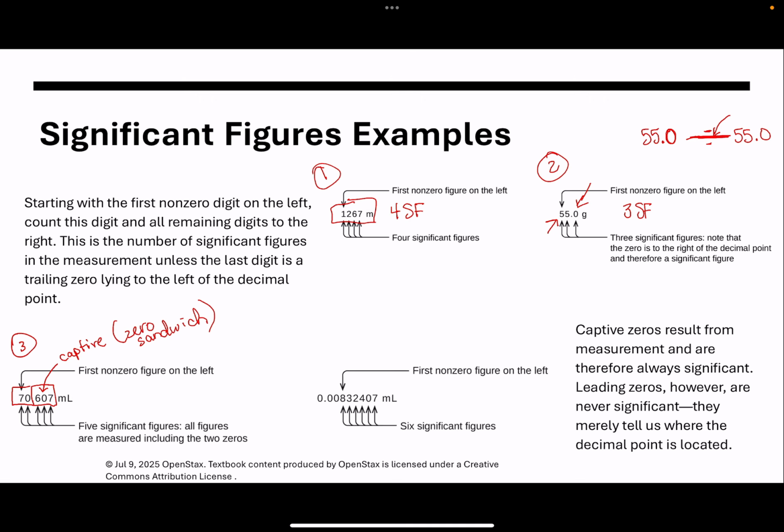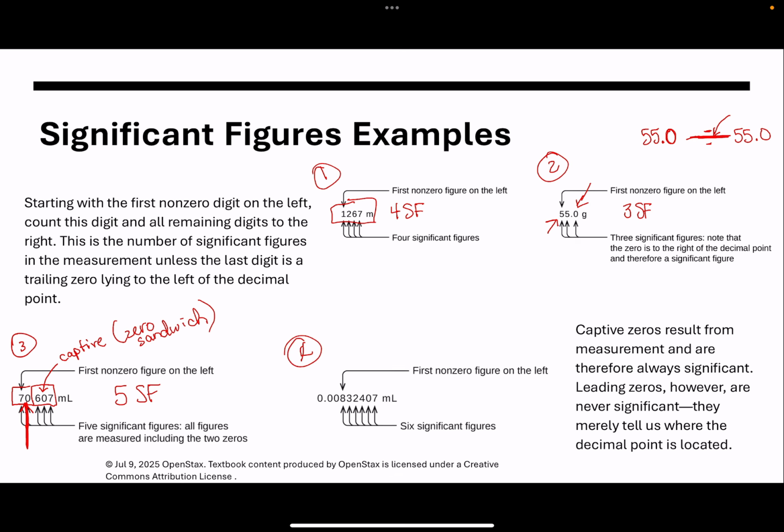decimal point there, this zero right here is still in a zero sandwich because it is between this 7 and this 6, which are non-zero numbers. So that means that all of these numbers are significant. So this is 5 sig figs.